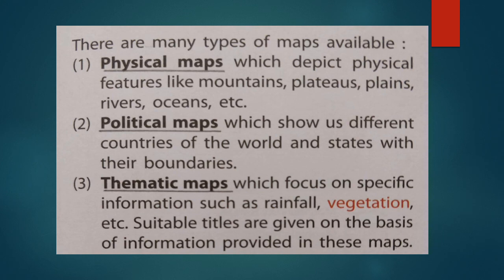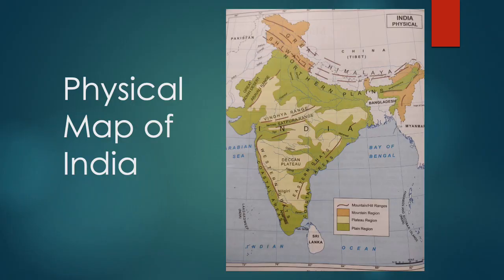You remember the map which I showed with the globe? That is a political map. Thematic maps are maps which focus on specific information such as rainfall, vegetation, population. Suitable titles are given on the basis of information provided in these maps. Now, I have put some pictures for you to understand.